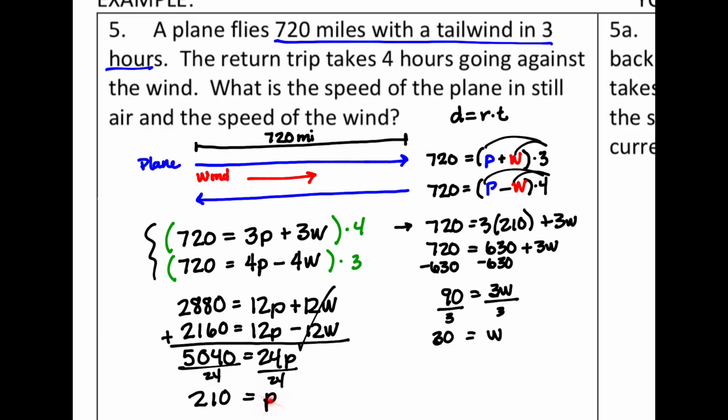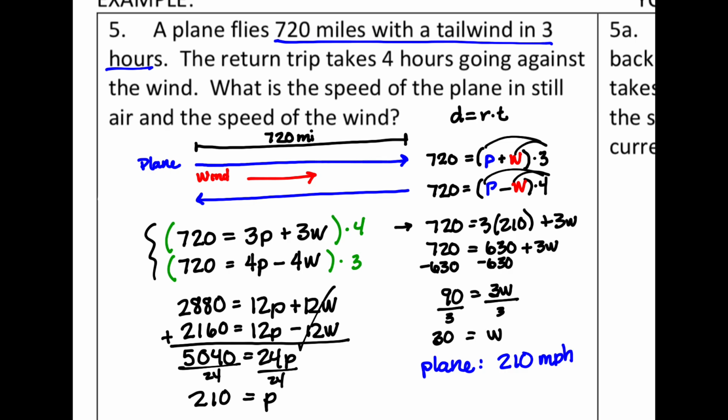Okay, so the plane at 210 miles an hour, is that legit? Okay, I didn't know for certain, so I looked it up. Passenger planes usually go around 500-ish miles per hour. So that's not going to be a passenger plane. It'll be smaller, but yeah, it seems like it's going to be okay. Okay, so the plane is 210 miles per hour.